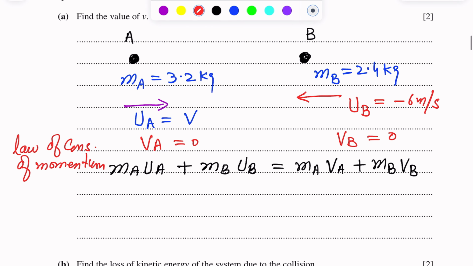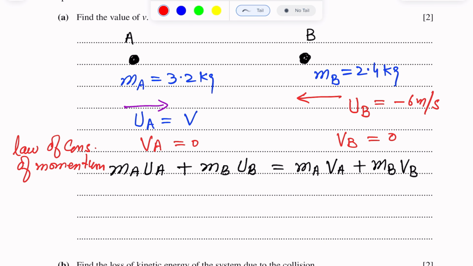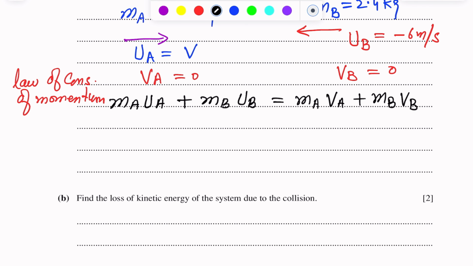Now putting the values, MA is 3.2 and UA is V. MB is 2.4, UB is negative 6. Putting the values here, 3.2 into V plus 2.4 into minus 6. After the collision the speed is zero, so momentum is 0.